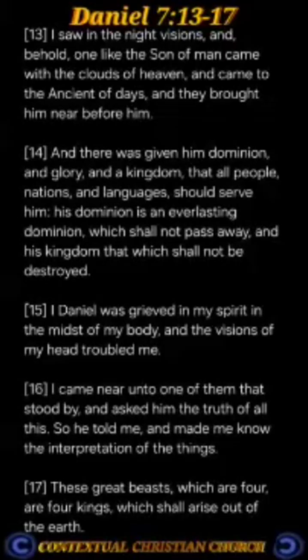I beheld then because of the voice of the great words which the horn spake. I beheld even till the beast was slain and his body destroyed and given to the burning flame. As concerning the rest of the beasts, they had their dominion taken away, yet their lives were prolonged for a season and time. I saw in the night visions, and behold, one like the Son of Man came with the clouds of heaven and came to the Ancient of Days, and they brought him near before him. And there was given him dominion and glory and a kingdom that all people, nations, and languages should serve him.